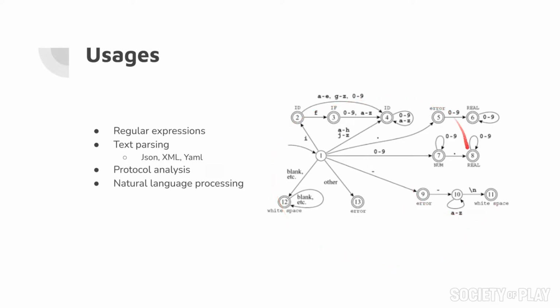This automata right there is meant to verify for things like a programming language. So if you have a language, you need to know if the text is an ID or an if statement, or maybe it has letters after it. So it is an ID, maybe it is a number or a decimal number, things like that.